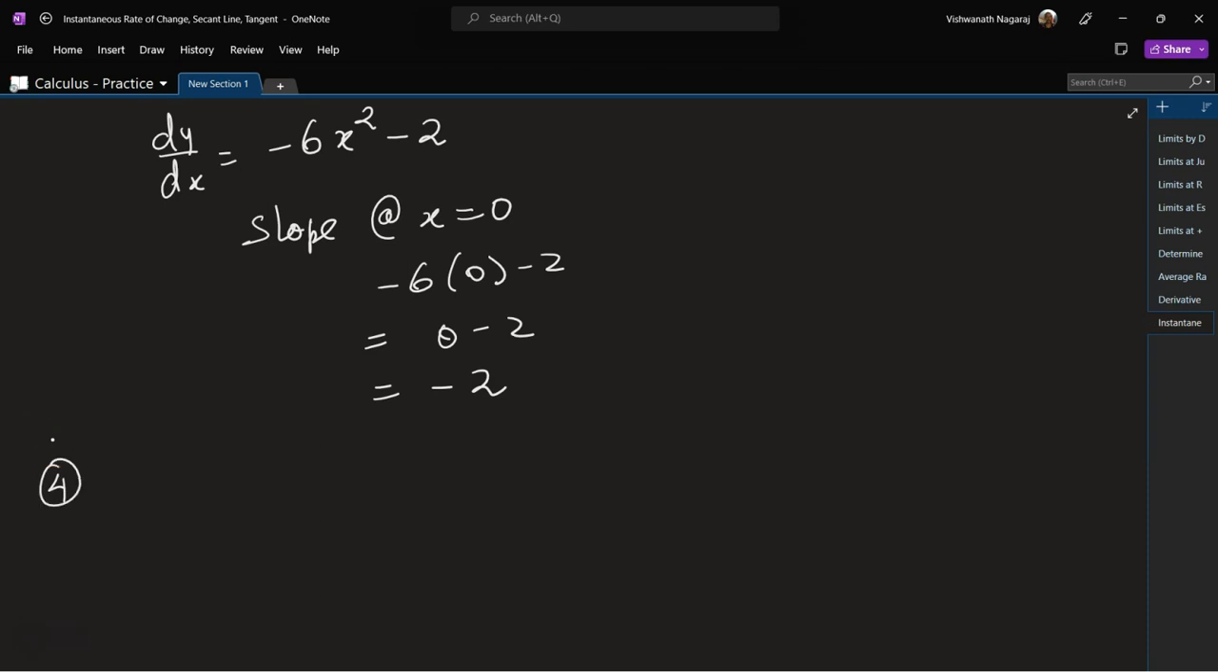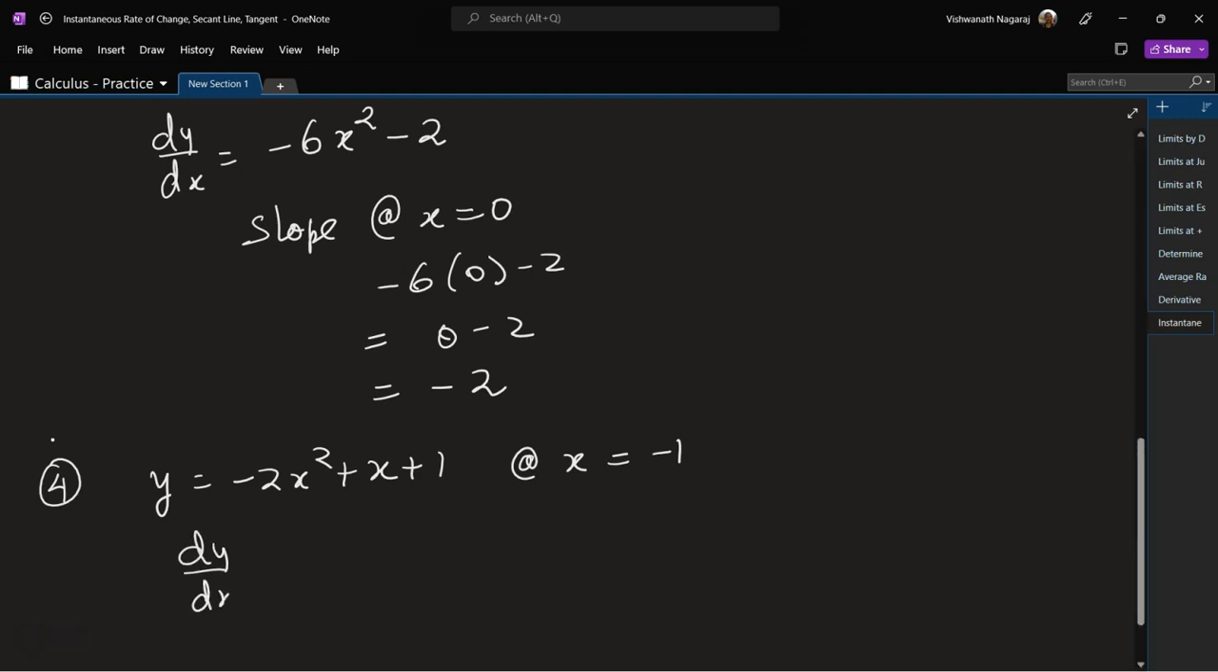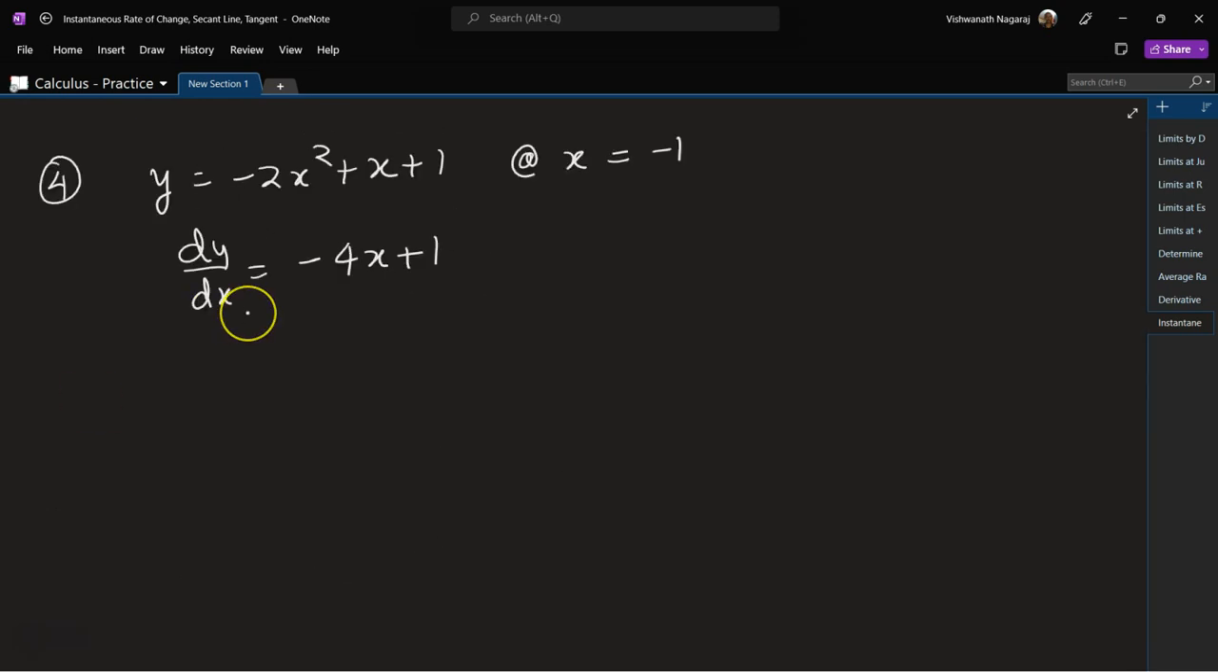Okay. Fourth one, y is equal to minus 2x squared plus x plus 1. And we have to figure out the instantaneous rate of change at x equal to minus 1. So dy by dx is equal to minus 4x plus 1. And slope at x equal to minus 1 would be minus 4 times minus 1 plus 1, which is equal to 4 plus 1, which is 5.